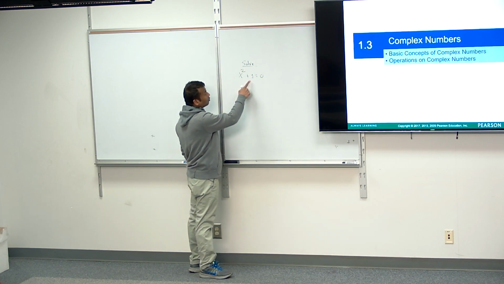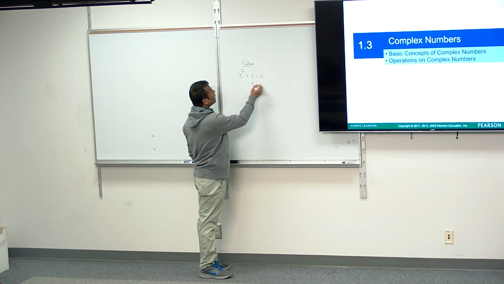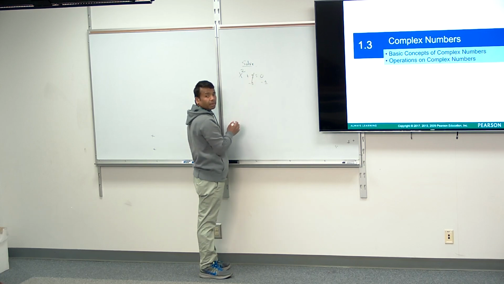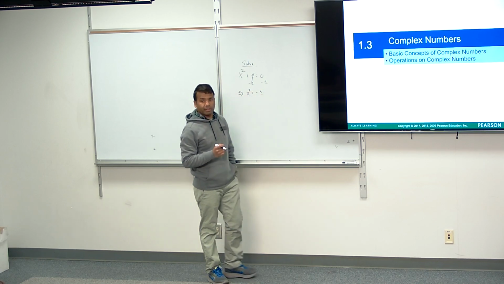You move 1 to the right side, right? So you subtract 1 from both sides. You cross them out, right? So that will give you x squared equal to -1. Is that right?